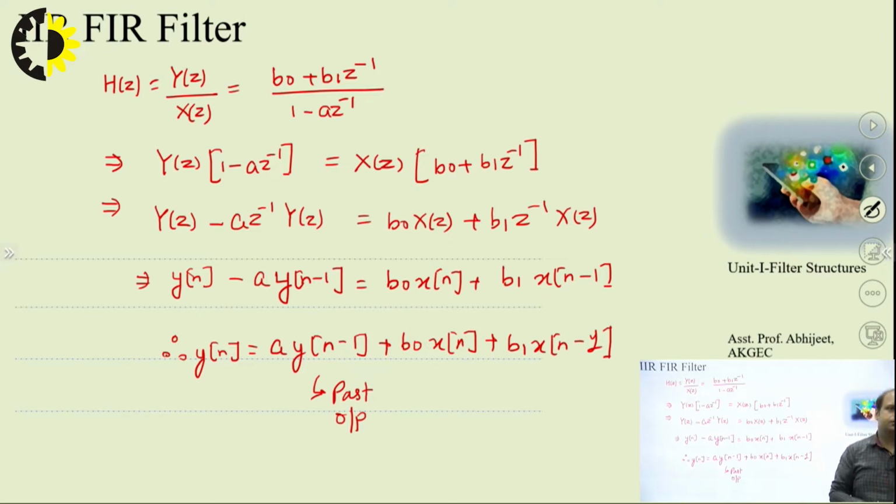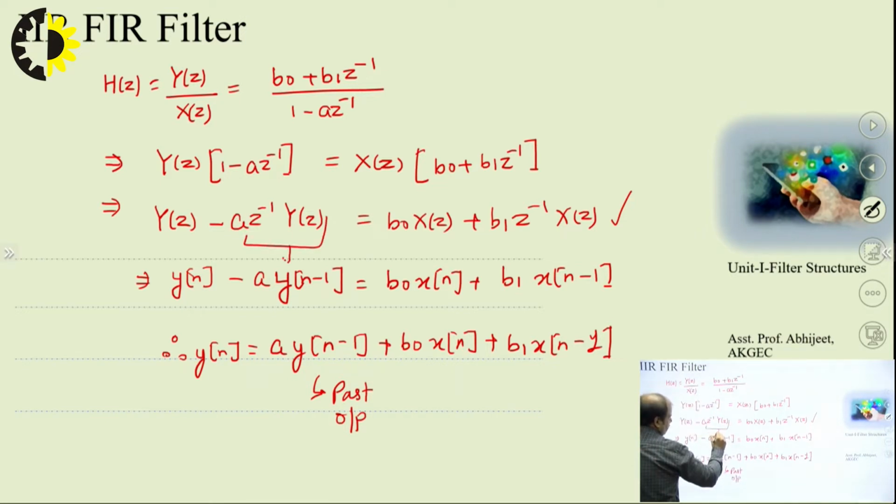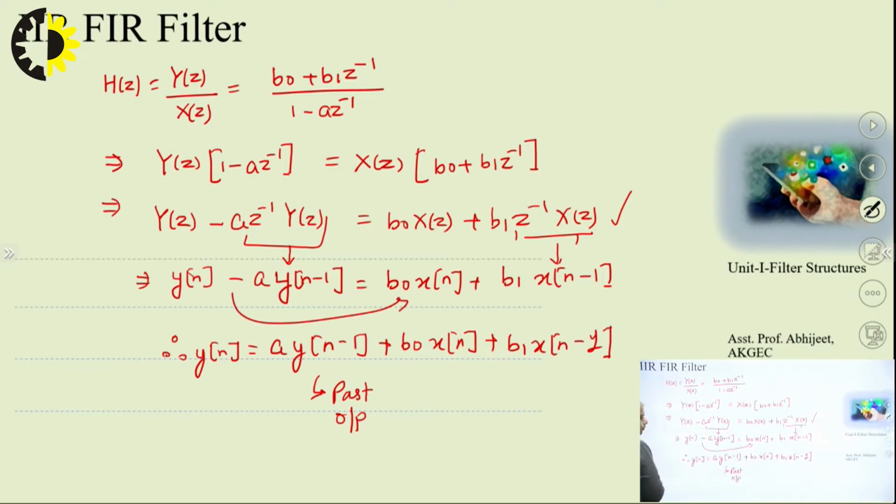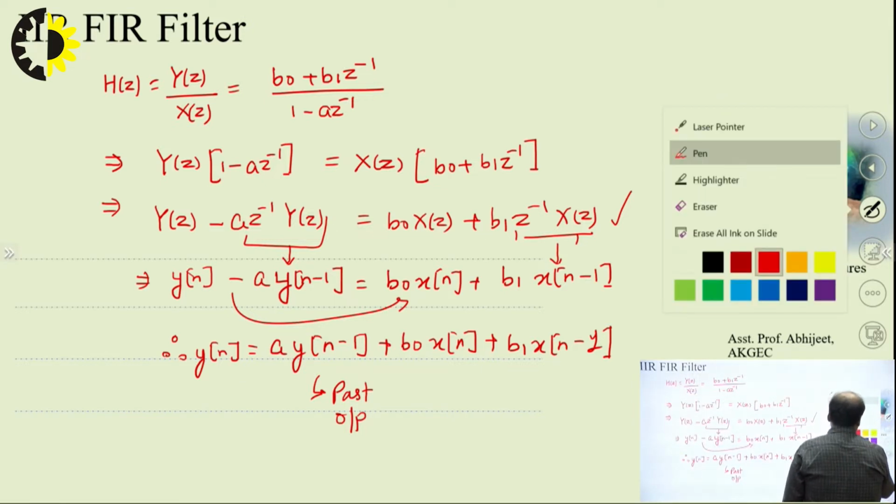Now, if we go further and try to make the difference equation for this transfer function, what will we do? We will multiply, simple cross multiplication of Y(z) upon X(z) till here, and then we will take the inverse z transform. If it is z minus 1 Y(z), it will give rise to y of n minus 1. Similarly, if it is z minus 1 X(z), then this will give rise to x of n minus 1. So, we basically have y of n is equal to a y of n minus 1 plus b naught x of n plus b1 x of n minus 1.